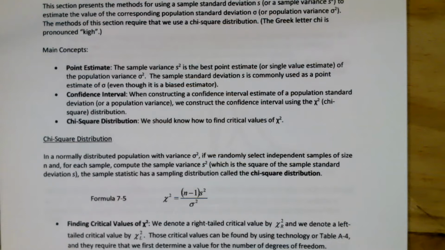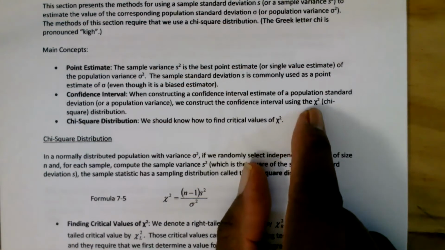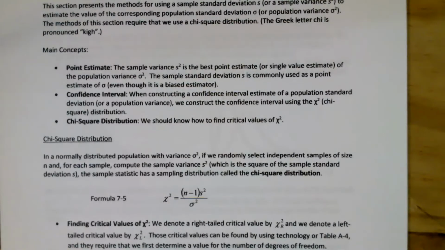We'll just use that as the point estimate for sigma. Confidence interval is this: when we construct a confidence interval estimate of a population standard deviation or population variance, we construct that interval using the chi-square distribution. By the way, this is the Greek letter for chi, and then the exponent of 2 is square, chi-square. And of course, here we're going to find critical values for chi-square.